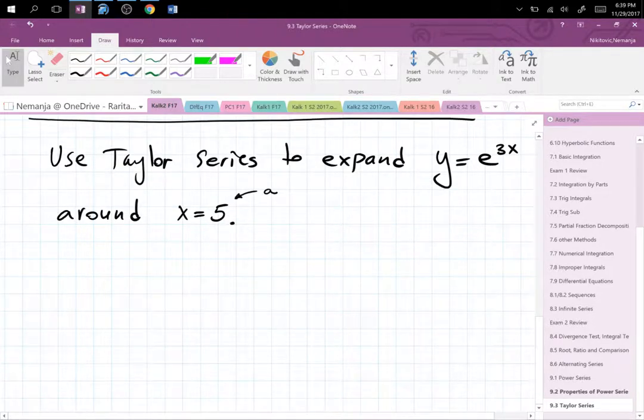So how do we do this? Let's say we want 4 terms. Give 4 terms.